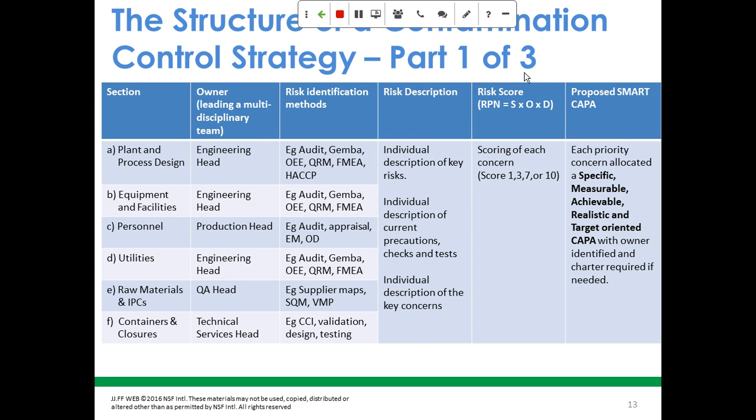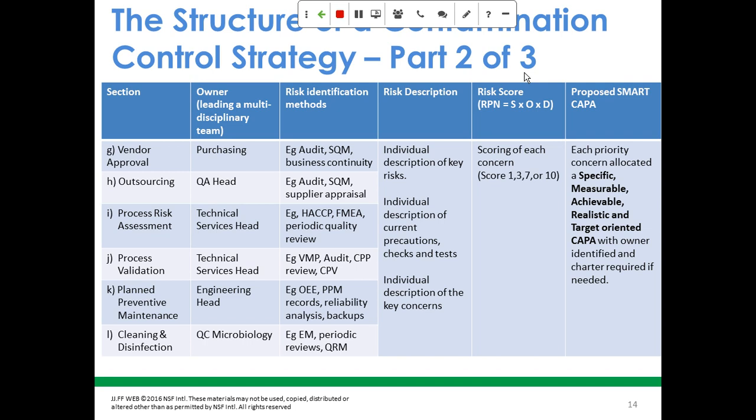which is specific, measurable, achievable, realistic, and target-orientated, making sure that any CAPA that has multiple steps or multiple resources or certain risks associated with it has a project charter assigned to it so that you can see the glide path to the improvement that you seek.